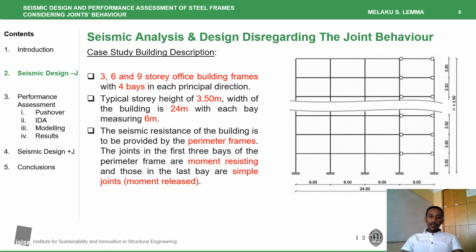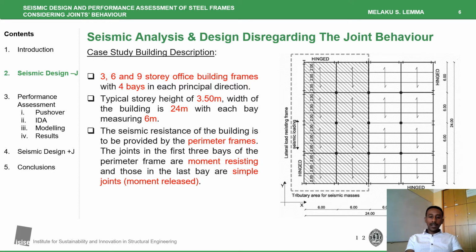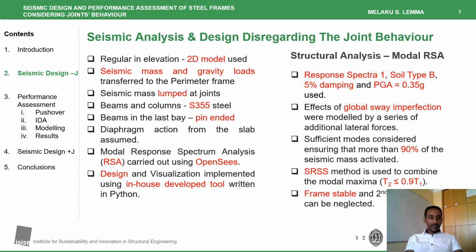Our study was made on 3, 6, and 9-story office building frames with 4 bays. The properties of the frames are shown on the side. We designed the perimeter frames, which were responsible for resisting the lateral forces. These perimeter frames were designed to be moment resisting, while the rest was just meant for gravity. In the last bay of the perimeter frame, the bay is considered to be moment released, so it does not contribute to the moment resistance. Only the first 3 bays contribute to the moment resistance.